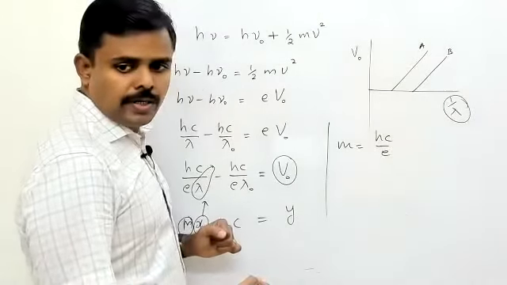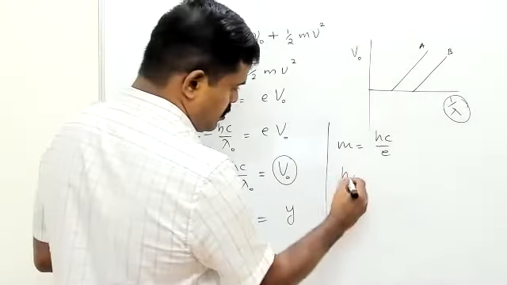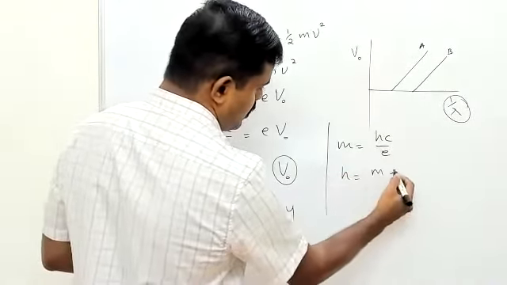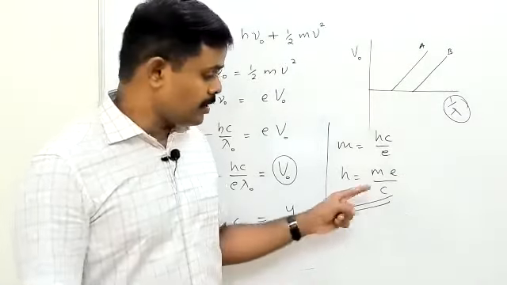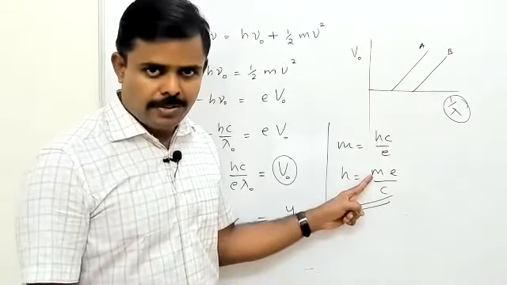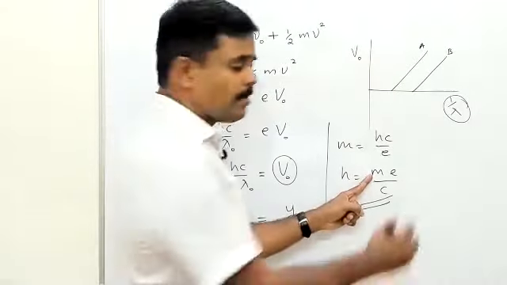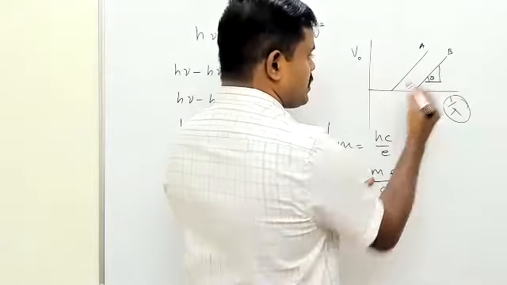They are asking you to find the Planck's constant. So h will be what? Cross multiply: m divided by c. So how do you get the Planck's constant? Put the slope here. Slope can be found out by taking tan theta here.